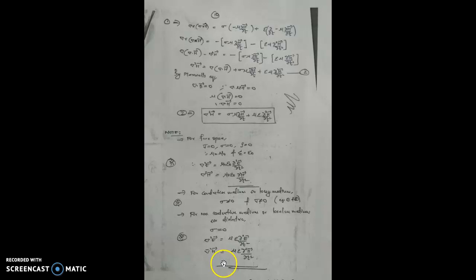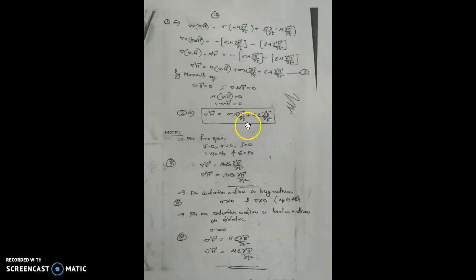Likewise, we can find the wave equation for a good conductor. For a good conductor, sigma is very high, approximately equal to infinity, epsilon is equal to epsilon 0, and mu is equal to mu 0 mu r. And therefore for a good conductor, we can write del square H is equal to sigma mu dou H by dou T plus mu epsilon 0 dou square H by dou T square. That is, sigma is not equal to 0, sigma is approximately infinity, and for epsilon you can substitute epsilon 0, and for mu you can substitute mu 0 and mu r.